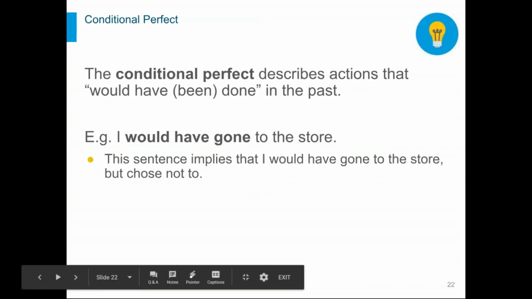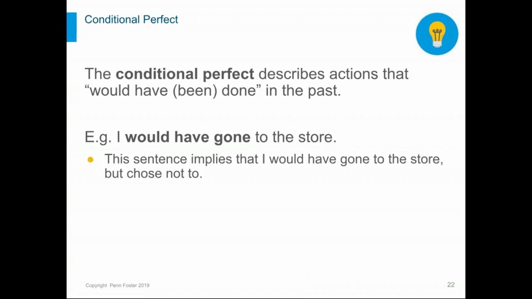Okay, and the last of the perfect tenses is the conditional perfect. The conditional perfect is the tense that describes actions that would have been done, or somebody would have done, in the past. So there's your example. I would have gone to the store, but for some reason I chose not to or I wasn't able to. There's always a specific condition or circumstance that keeps somebody from having done something.